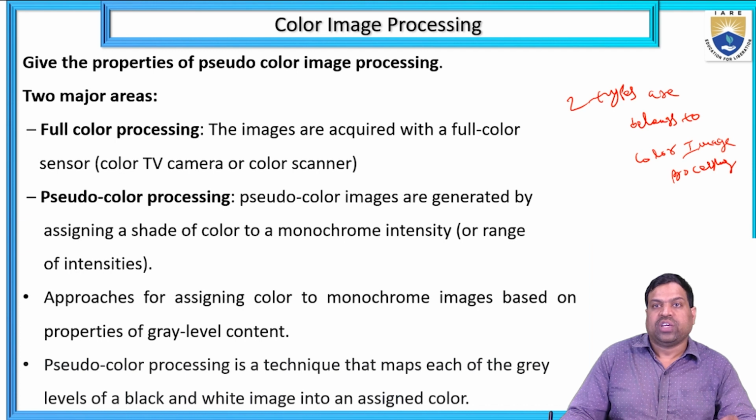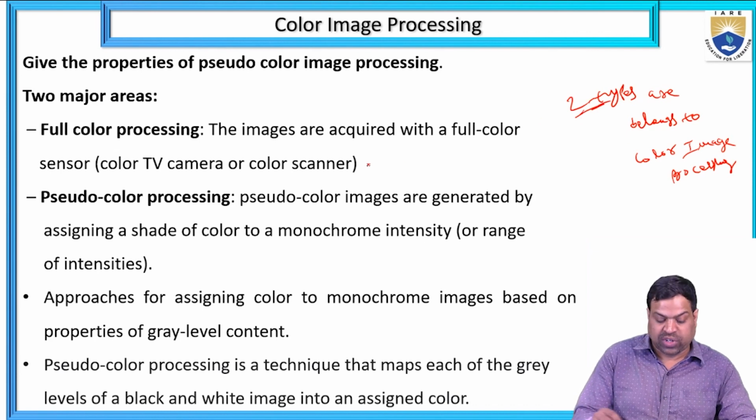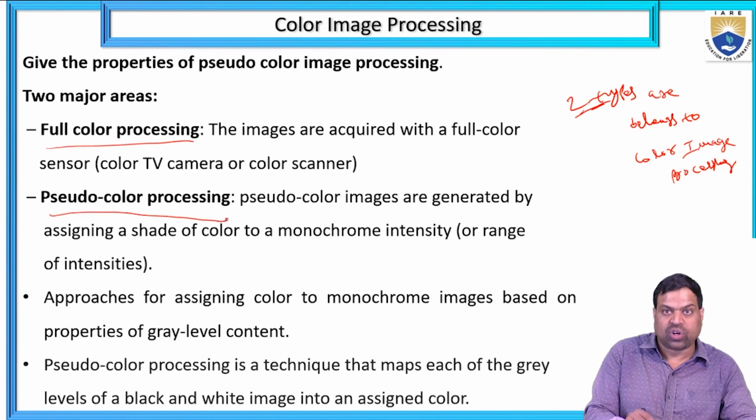In full color processing, the images are acquired with a full color sensor, that is a color TV camera or color scanner. Another one is pseudo color processing. Pseudo color images are generated by assigning a shade of color to a monochrome intensity or range of intensities. Approaches for assigning color to monochrome images are based on properties of gray level content. Pseudo color processing is a technique that maps each of the gray levels of a black and white image into an assigned color. So, what are the two major types? Full color processing, pseudo color processing.